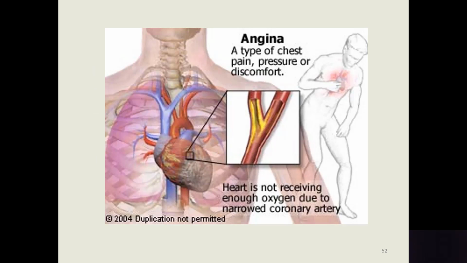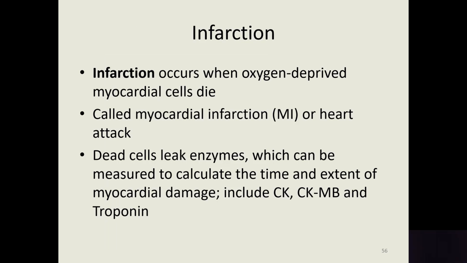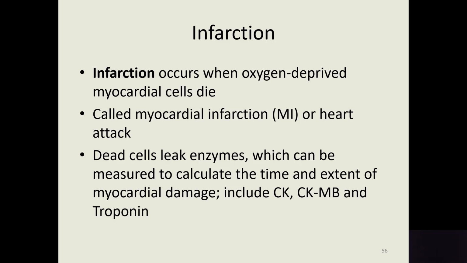So this is just a picture of angina, which is just a type of chest pain or pressure. This is showing you coronary artery stenosis, which is a narrowing of one of the coronary arteries due to either a plaque in the artery wall or a blood clot. If the ischemia continues, it can lead to infarction, and infarction occurs when the myocardium actually dies because it has been without oxygen for too long. We refer to it as a myocardial infarction if it occurs in the myocardium.